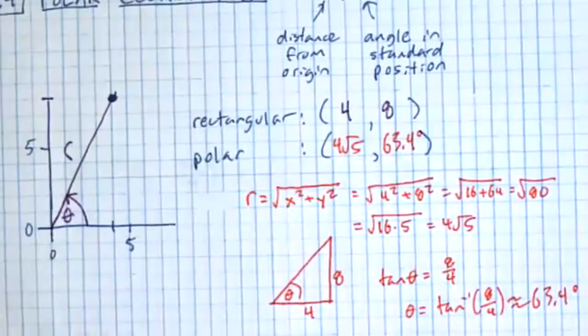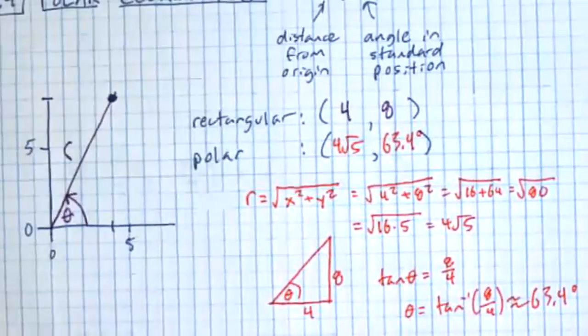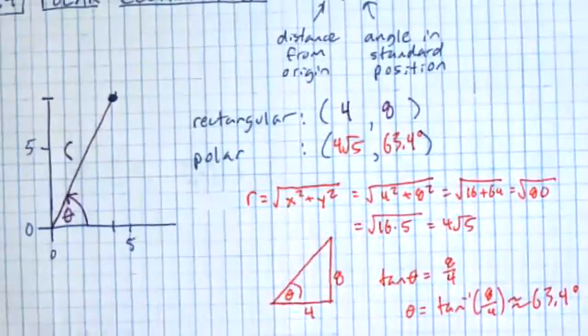But root 80, or 4 root 5 if we're simplifying, and 63.4 degrees roughly is what we should be coming up with.